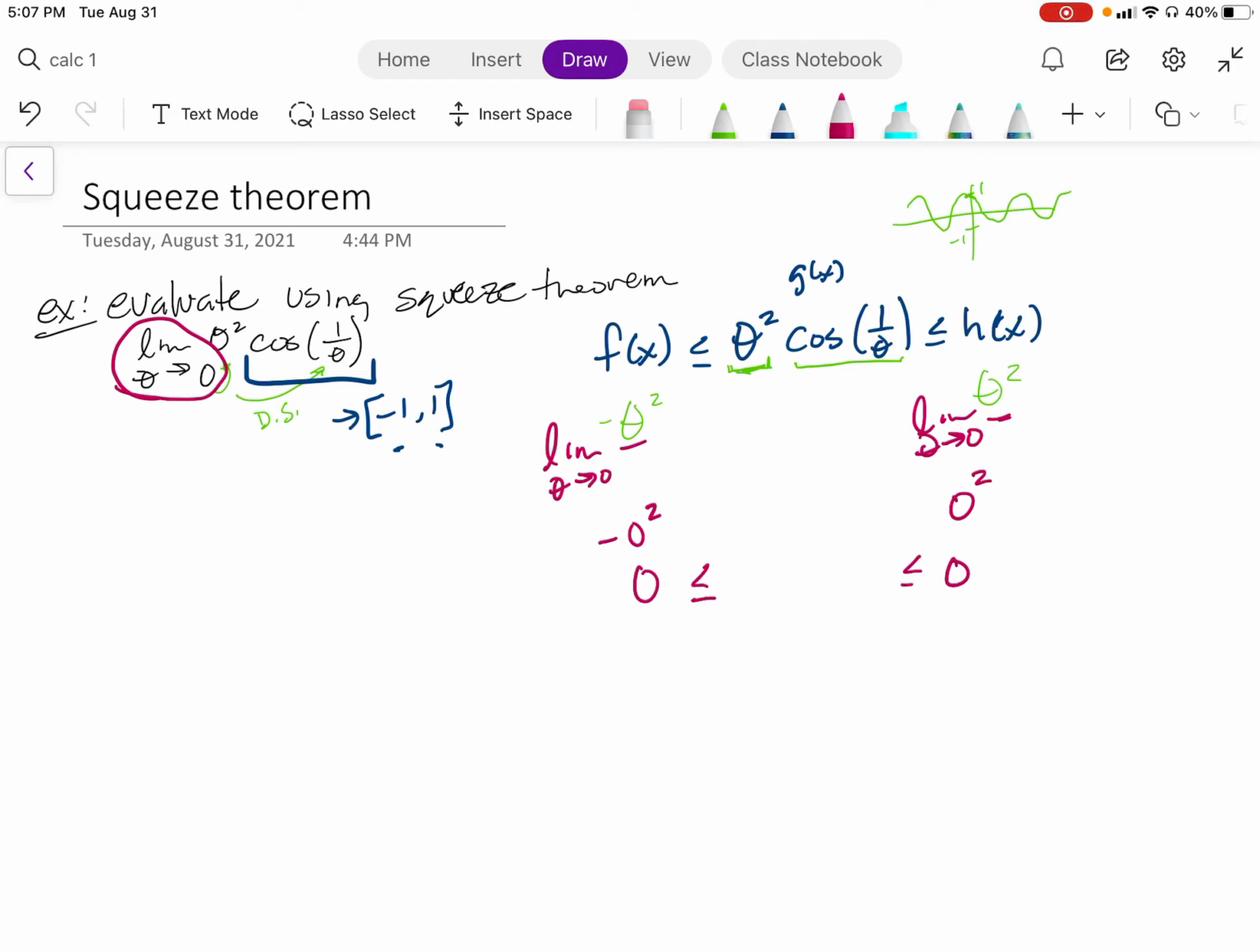by the squeeze theorem, the inner limit also has to be 0. I squeezed it down as we approached 0 from the left of f of x. So below, we're squeezing it from below. It approached 0, and from above, it approached 0. And so therefore, the overall limit of the original problem is in fact 0 by the squeeze theorem.